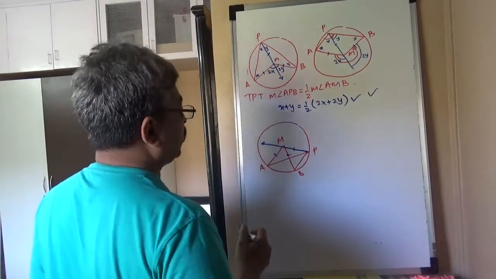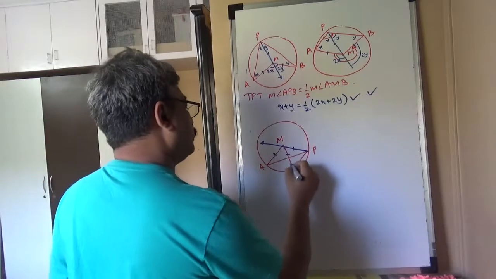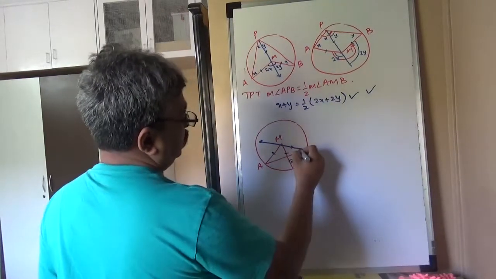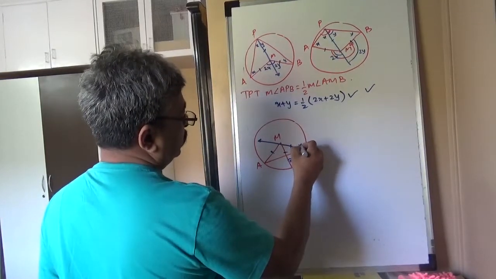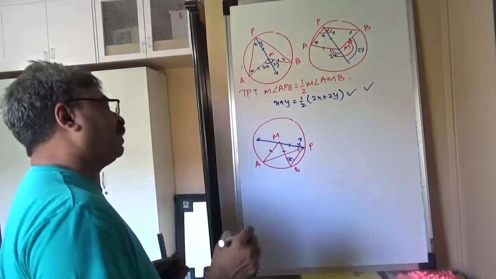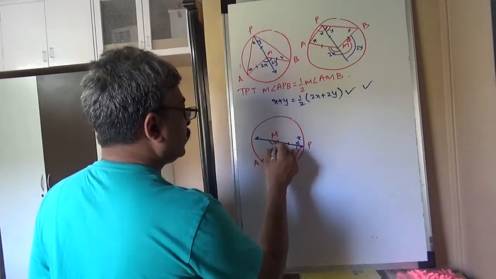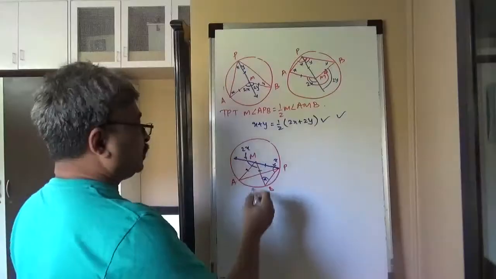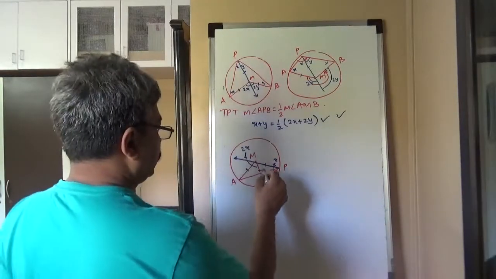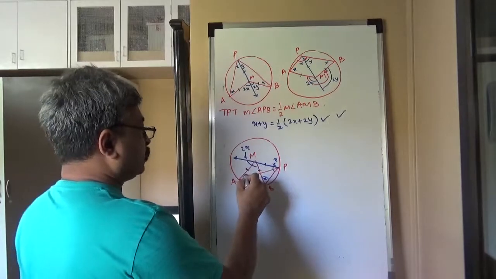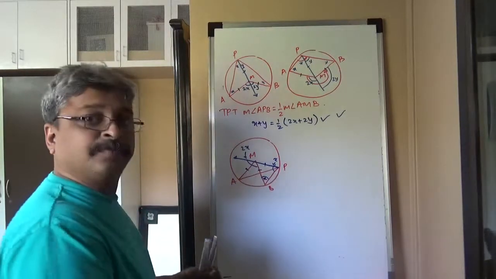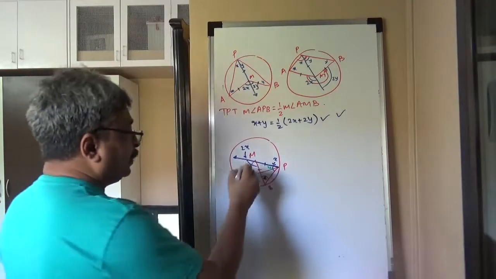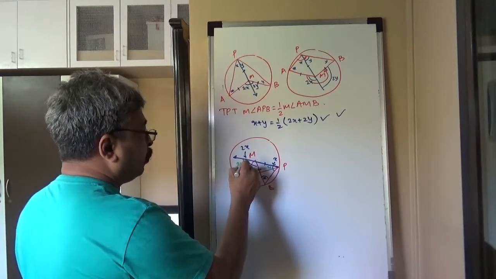They are isosceles triangles. Therefore, now suppose this angle is x and this total angle is also x, then this angle is 2x. Okay, the other isosceles triangle is this MAP. So suppose this angle is y, this angle is also y, then this angle will become 2y.